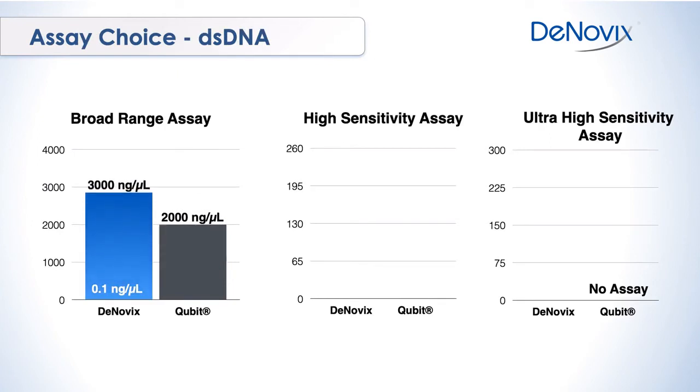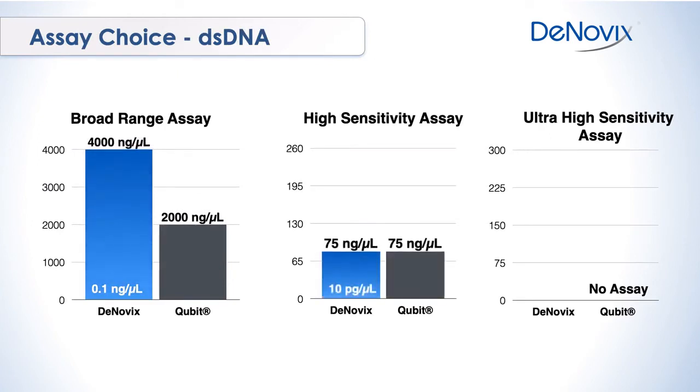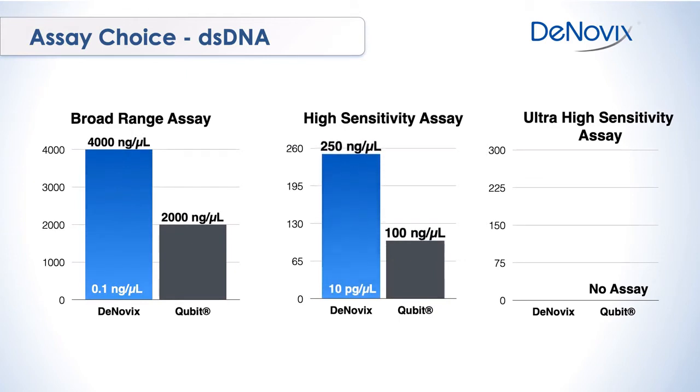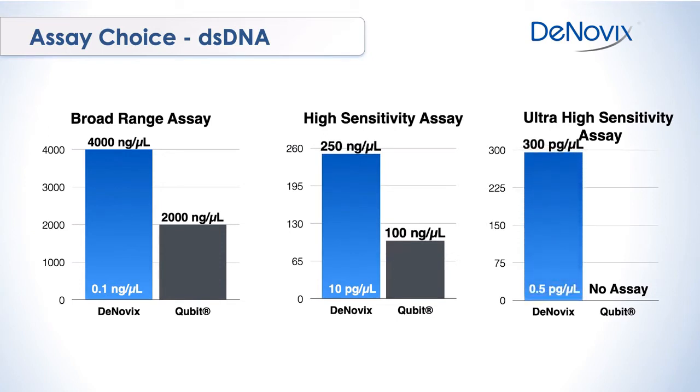So to give you an idea of how these assays are arranged, these are the DeNovix assays that I'm showing you here at the moment. This is for double-stranded DNA. And in this assay family, we have 3 different assays. We have a broad range, high sensitivity, and an ultra-high sensitivity assay. And you'll see the broad range assay takes us from 0.1 nanogram per microliter up to 4,000 nanograms per microliter.